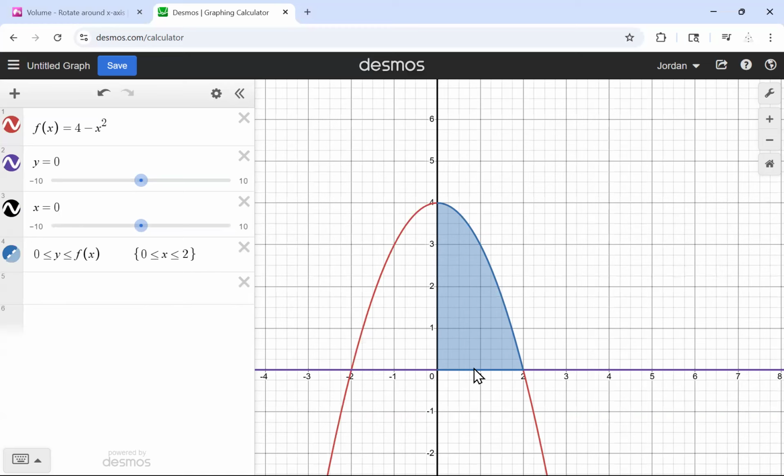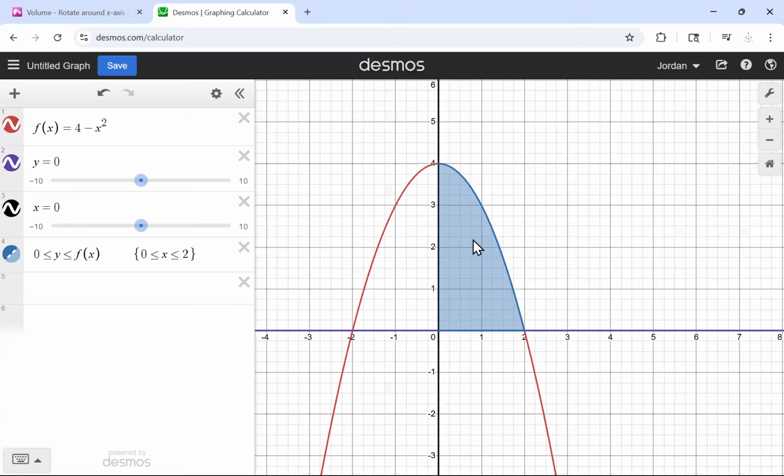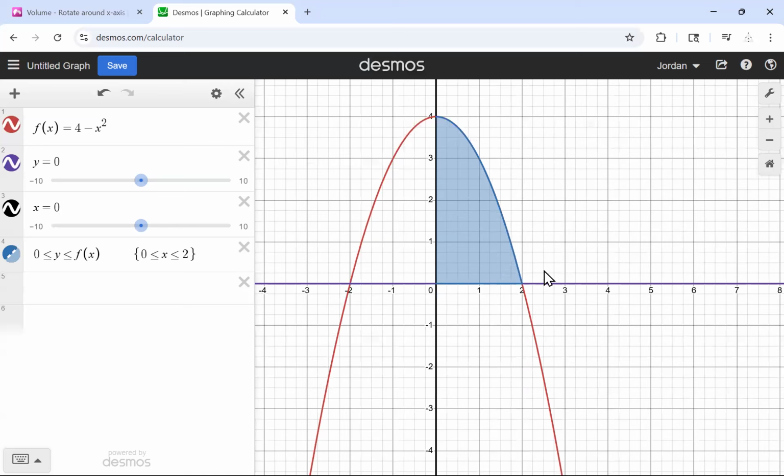Now, if we wanted to draw a rectangle, we could. I don't think I'll draw one right now, but you could easily draw a rectangle. And we're going to rotate that region around the x-axis, creating a three-dimensional object. We want to find the volume of that object, and we can use the disk method to do that. I guess let me just sketch what's happening here.